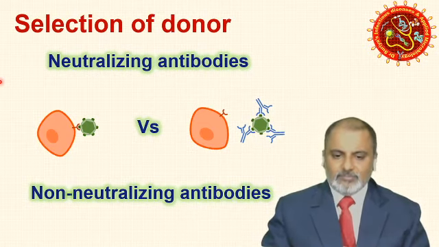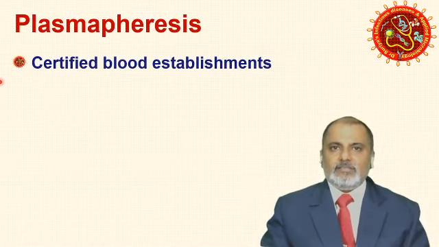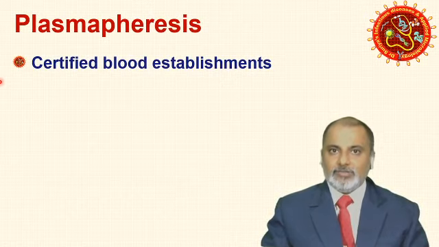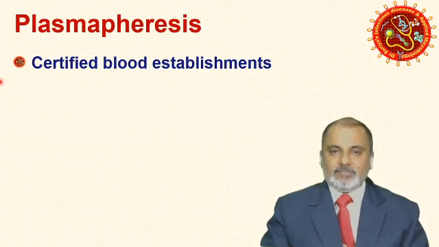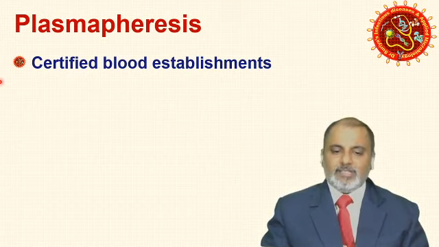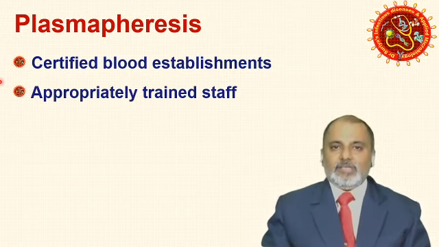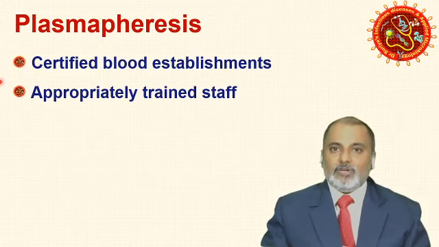Next is, it should be done in a certified blood establishment. We should get permission from the governing authorities, Blood Transfusion Council when you are there, and direct DGGI when you are there. Next is, it should be done by appropriately trained staff, highly competent, skilled and qualified. These three words are important. Many people may be qualified, they may not have the skill, they may not have the competency. So all three should be there.